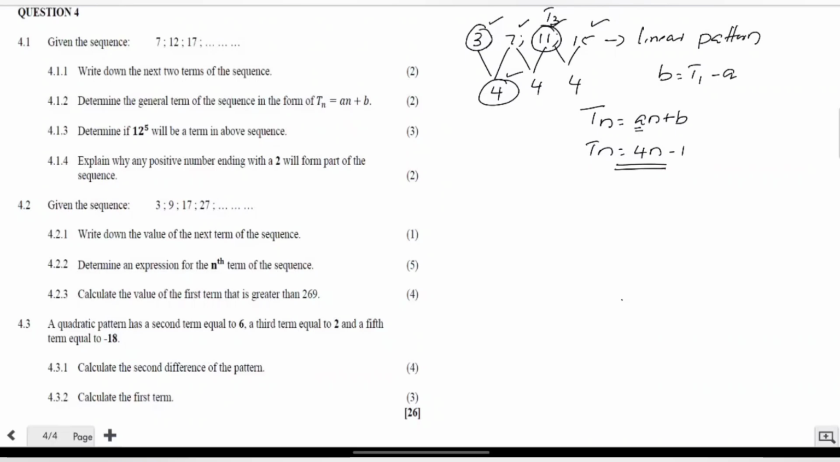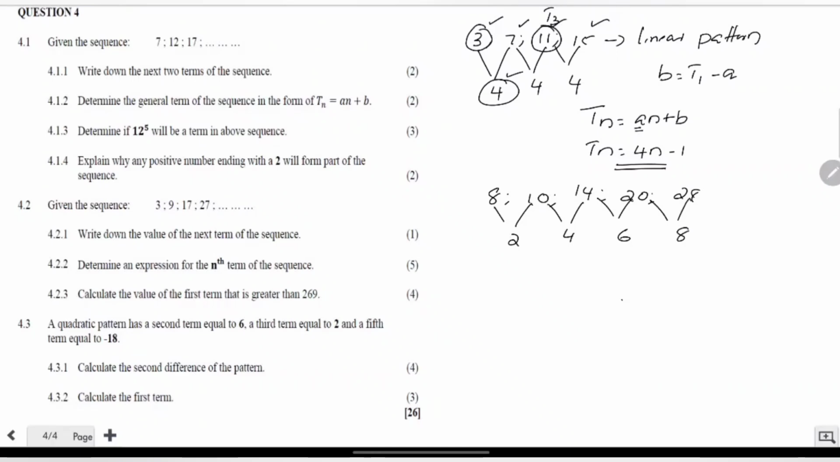Now coming to the quadratic pattern. In a quadratic pattern, the first difference is not the same. The first difference is a linear pattern and the second difference is the same. Let me write one example: 8, 10, then 14, then 20, 28. Look at this pattern. When you take the first difference, what is that? 10 minus 8 is 2, then 14 minus 10 is 4, 20 minus 14 is 6, 28 minus 20 is going to be 8.